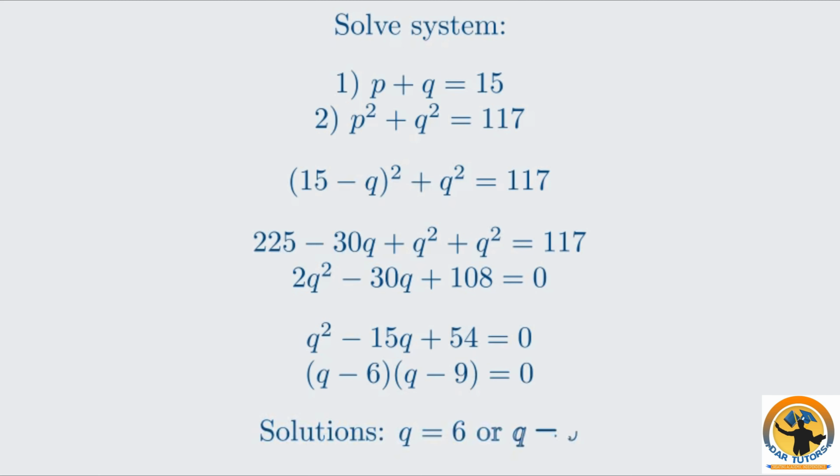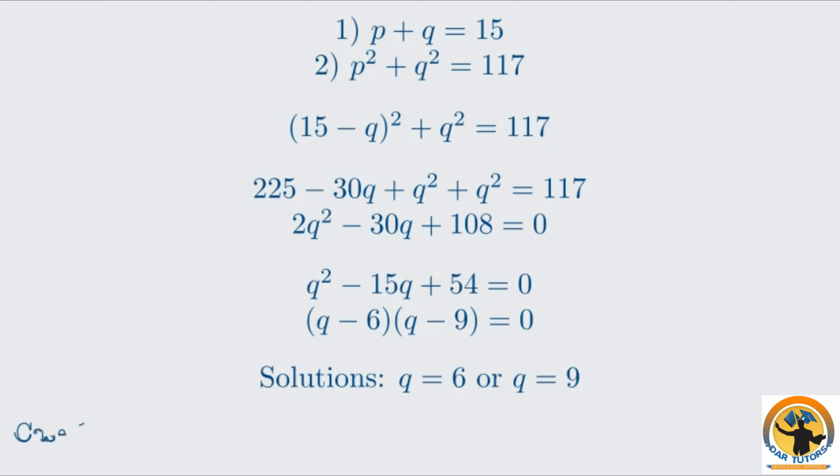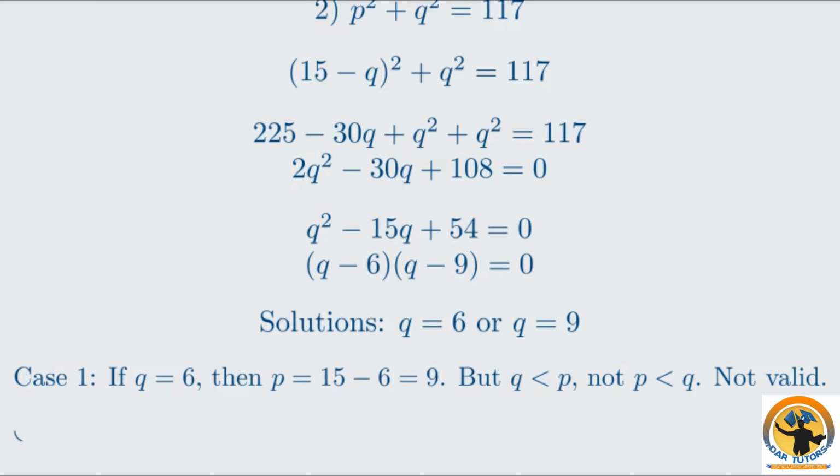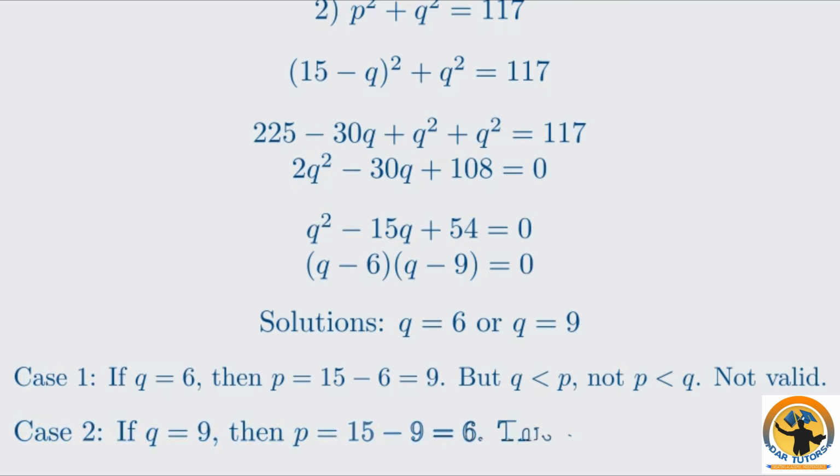We are given that p is less than q. If q equals 6, then p must be 15 minus 6, which is 9. This contradicts p less than q, so this solution is not valid. Therefore, q must be 9. Then p is 15 minus 9, which is 6. This satisfies the condition p less than q. Our answers are p equals 6 and q equals 9.